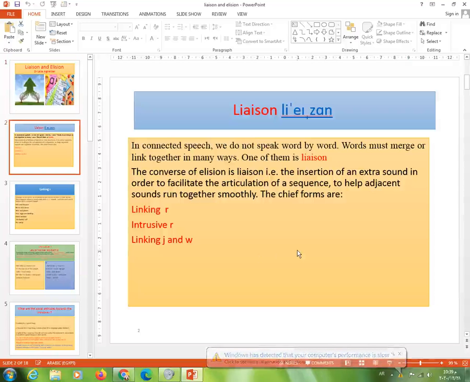First, liaison. It's a word coming from French. In connected speech, we do not speak word by word. Words are connected and must merge, and this happens in many ways, okay? One of them is elision, and the other is liaison. Let's start with liaison, which is the converse of elision.